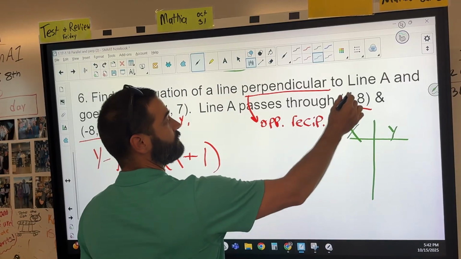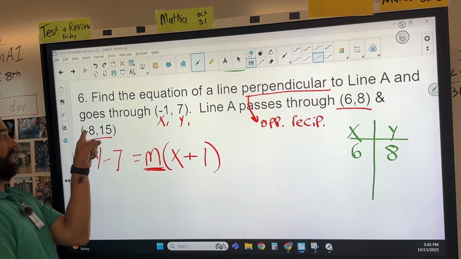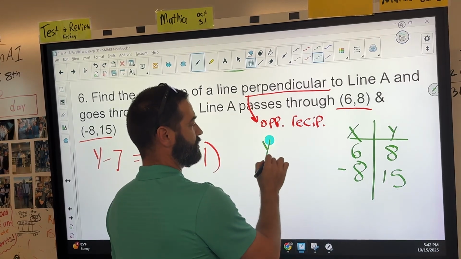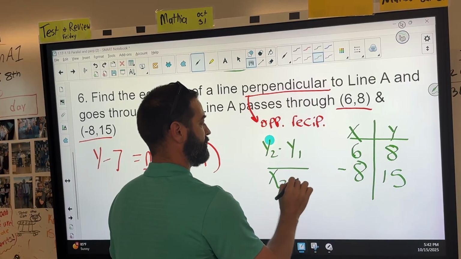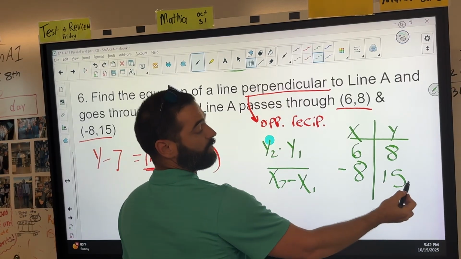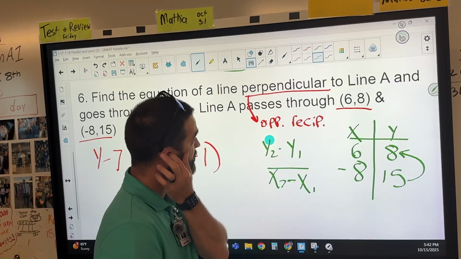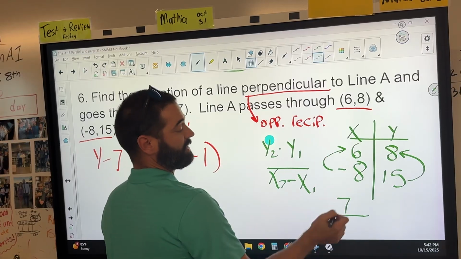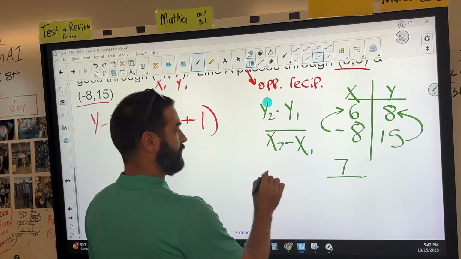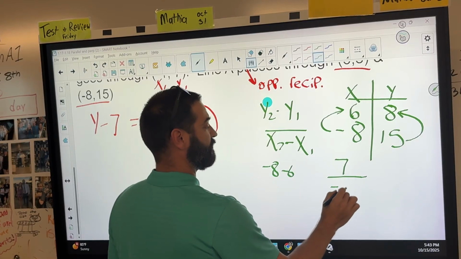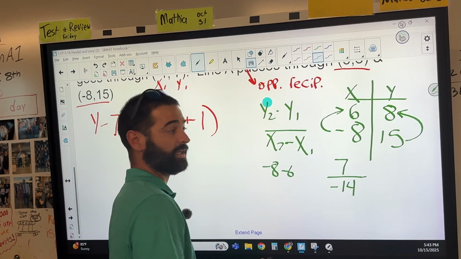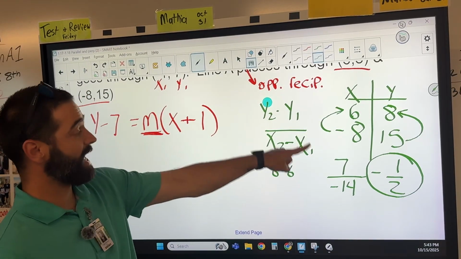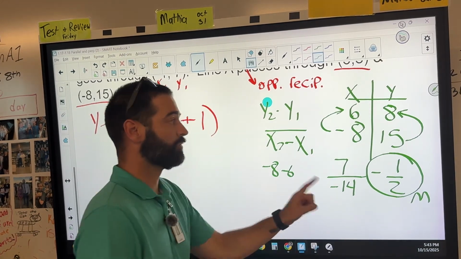on line A. 6, 8, and negative 8, 15. Slope formula is y2 minus y1 over x2 minus x1. So y2 minus y1, what's 15 minus 8? That would be 7 divided by negative 8 minus 6. Negative 8 minus 6 is negative 14. 7 over negative 14 is negative 1/2. So line A has a slope of negative 1/2.